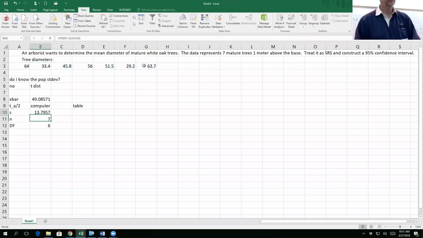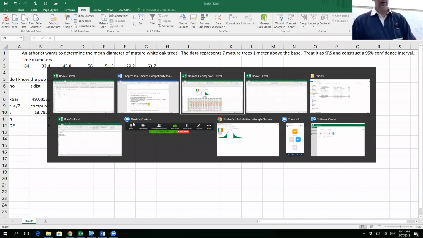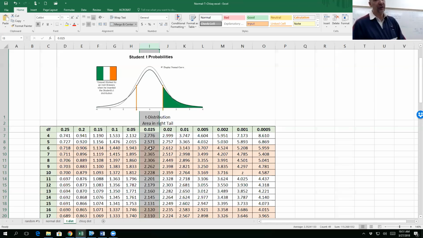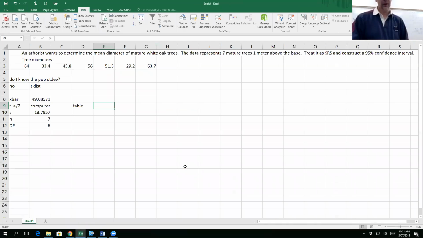All right, so if I'm using the table, I've got 6 degrees of freedom, 95%, I'm looking at the 0.025 column, 6 degrees of freedom, that gives me that value 2.447. Do you see that? Okay, 2.447. Did you get the 6 for the degrees of freedom? N minus 1.